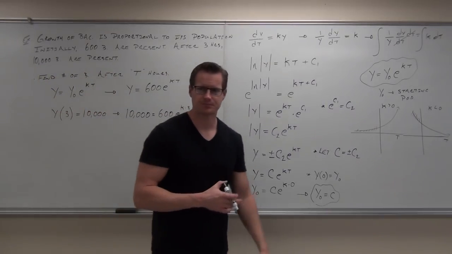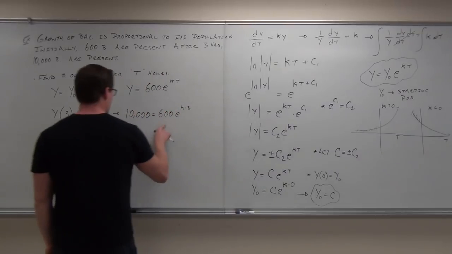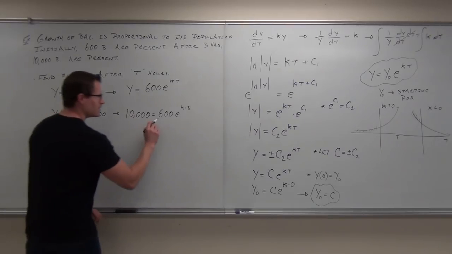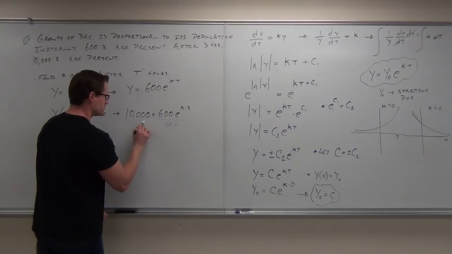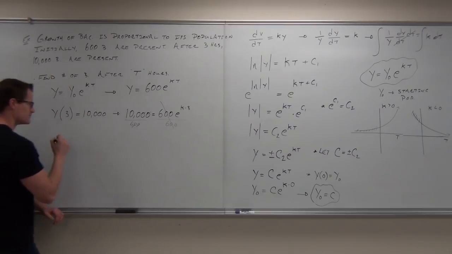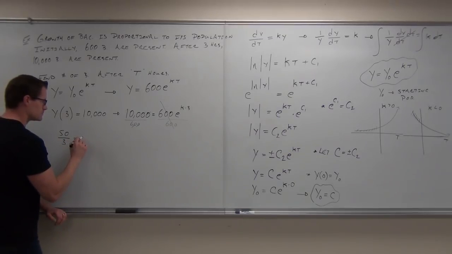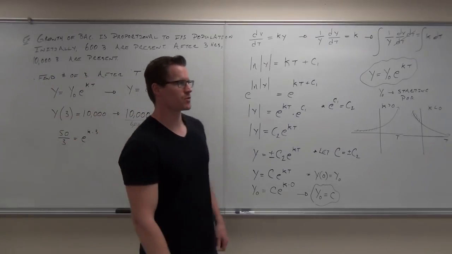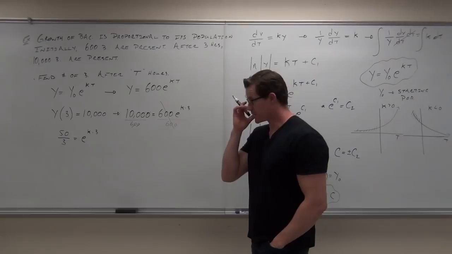How am I going to do that? I would divide by 600. So if I divide 10,000 by 600, what am I going to get? 100 over 6. Let's try to simplify. 50 over 3, maybe? 16.67. So 50 over 3 equals e to the k times 3.